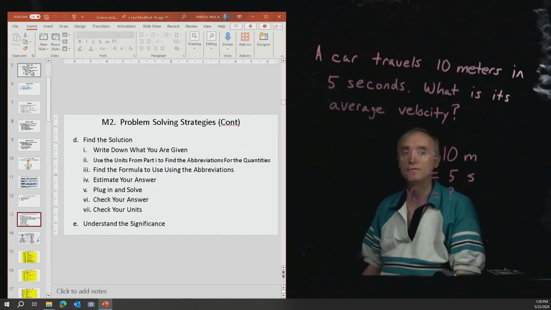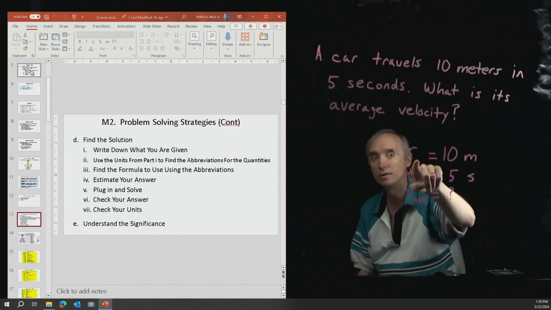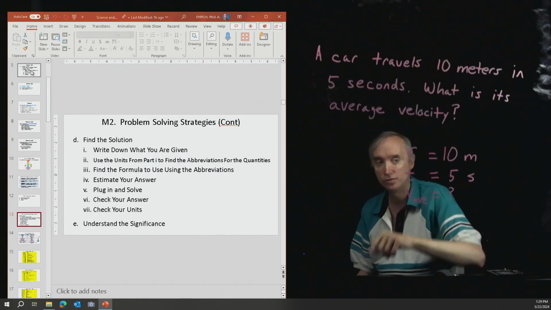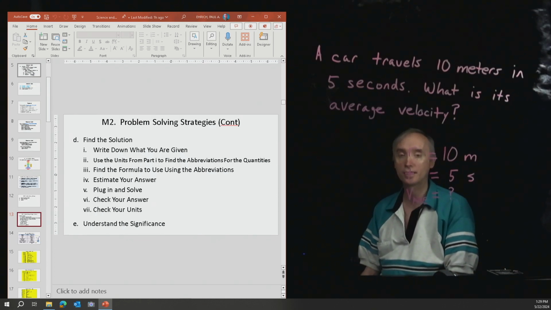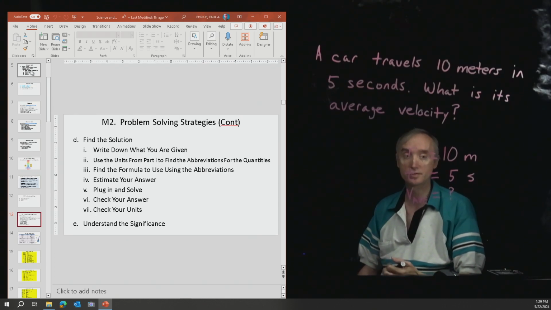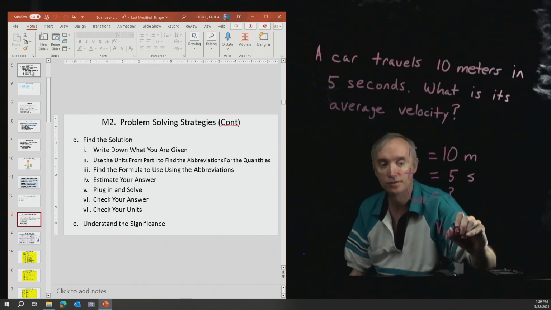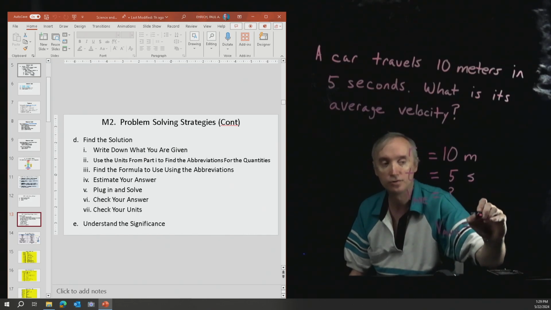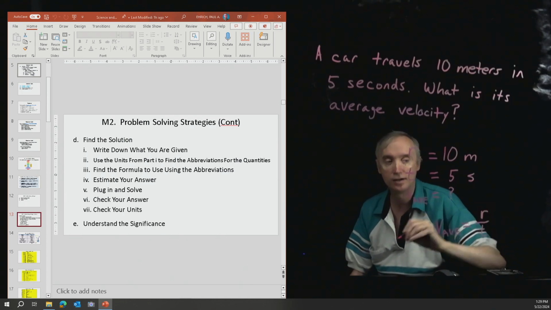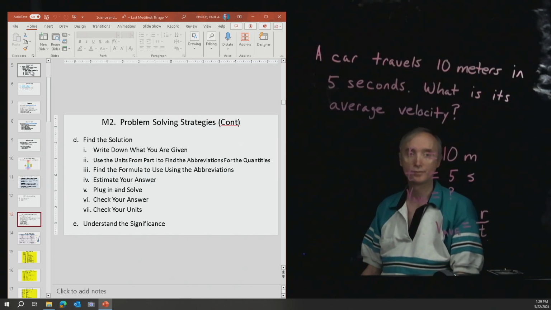Okay, then find the formula that connects the letters. So now that we've got these 3 letters, R, T, and V, do we have a formula that connects them? Well, if you take a physics class, you would learn that the average velocity of something is going to be equal to the distance it travels divided by the amount of time it takes it to do it in.